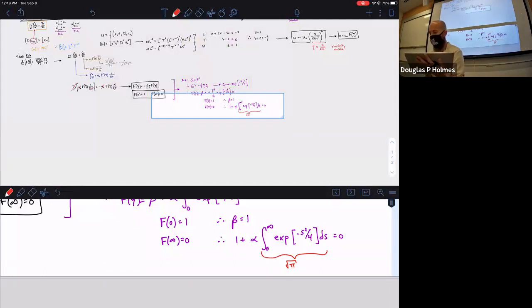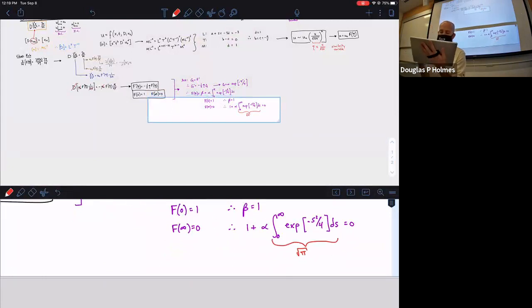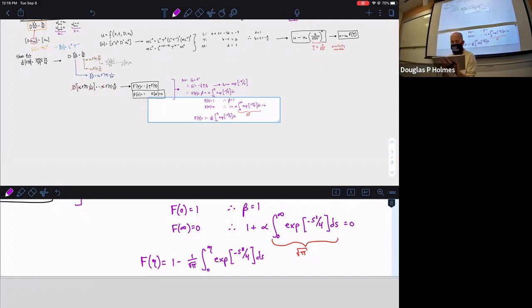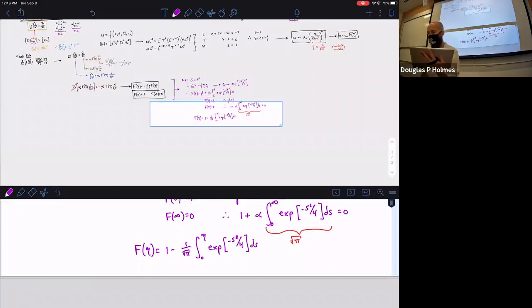And so now, if you're kind of lost right now, that's okay. This is more mainly for sport. Now we're able to write that f of eta equals 1 minus 1 over root pi as the integral from 0 to eta of e to the negative s squared over 4 ds. And as it turns out, this thing has a nice functional form.